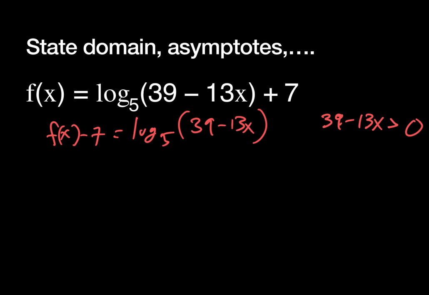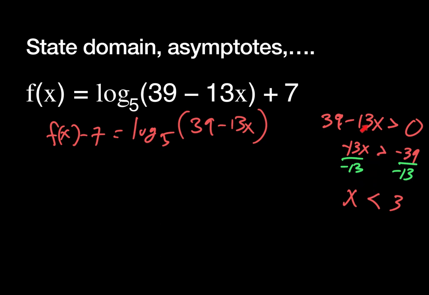So, negative 13x greater than negative 39, divide by negative 13. Jogging our memories back to those algebra skills: when I divide by a negative number, the direction of my inequality changes.